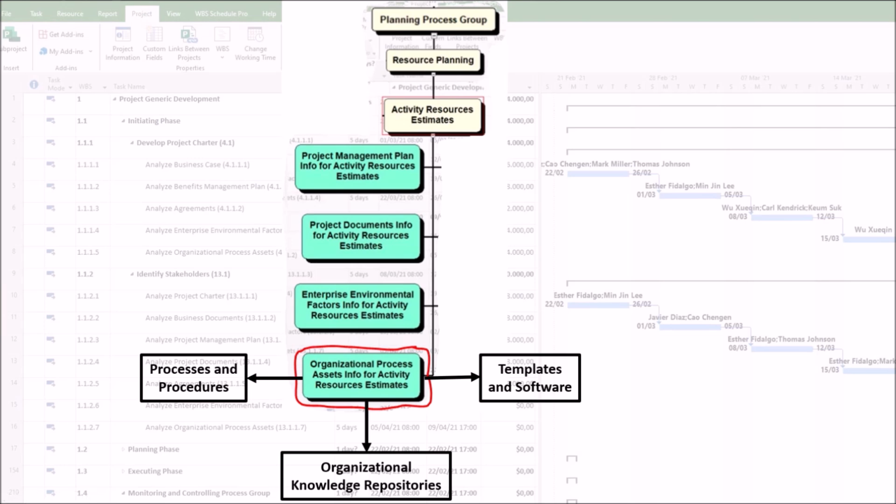3. Templates and software. Pre-built templates for documentation. Standardizes how resource requirements are documented. Enables swift calculations and modeling.